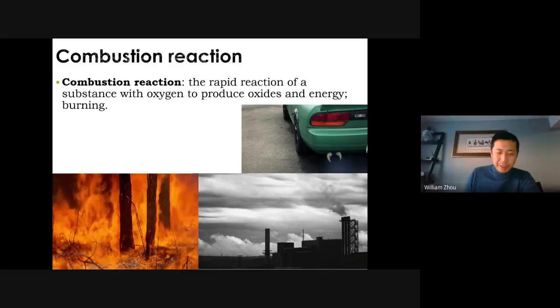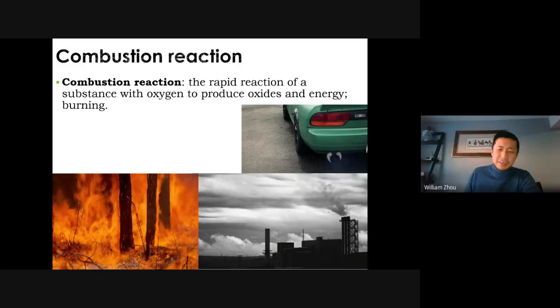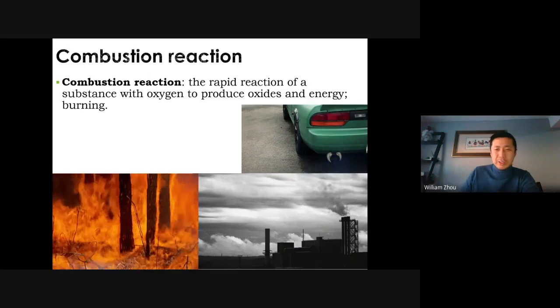So if you're cooking something, I don't know, there's a fire in your pan, you just put the lid on it, that will run out of oxygen soon and the fire dies. So you do need oxygen in order for combustion to occur.